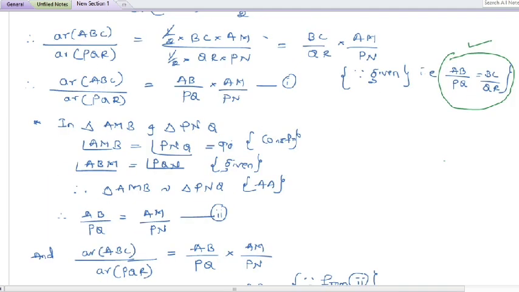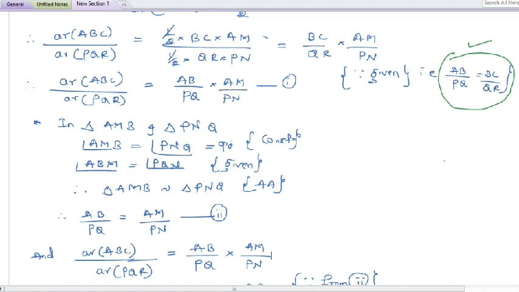So, angle AMB is equal to angle PNQ, which is equal to 90 degrees, because it is construction. Now, angle ABM is equal to angle PQN, it is also given. Therefore, triangle AMB is similar to triangle PNQ. These two are similar triangles according to AA similarity criteria. If these two are similar triangles, then we can write their corresponding sides are in proportion.